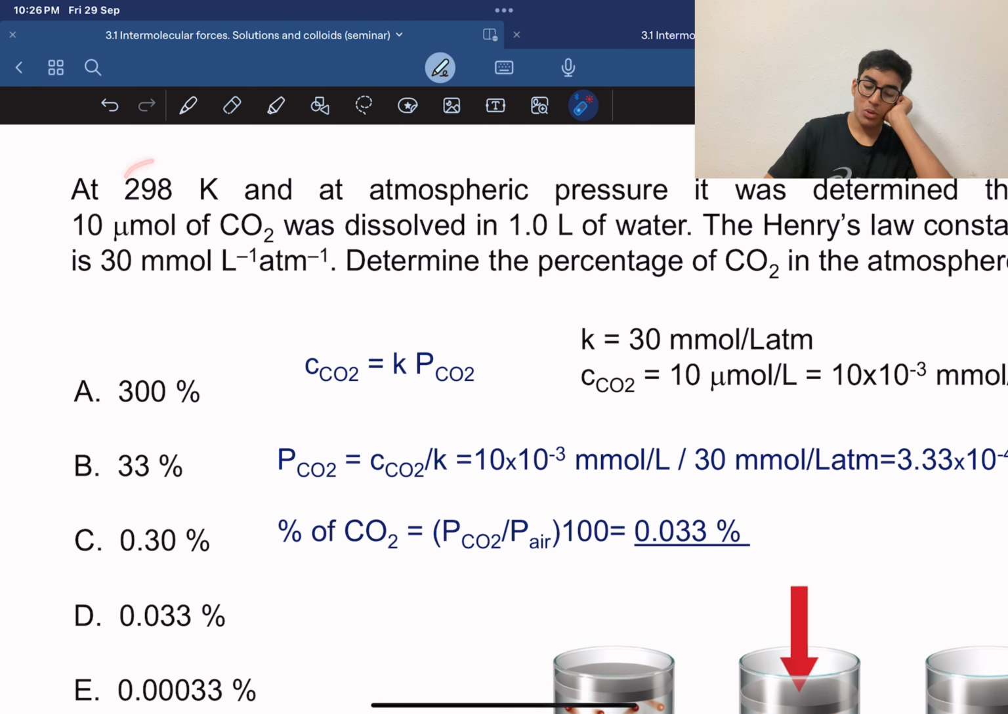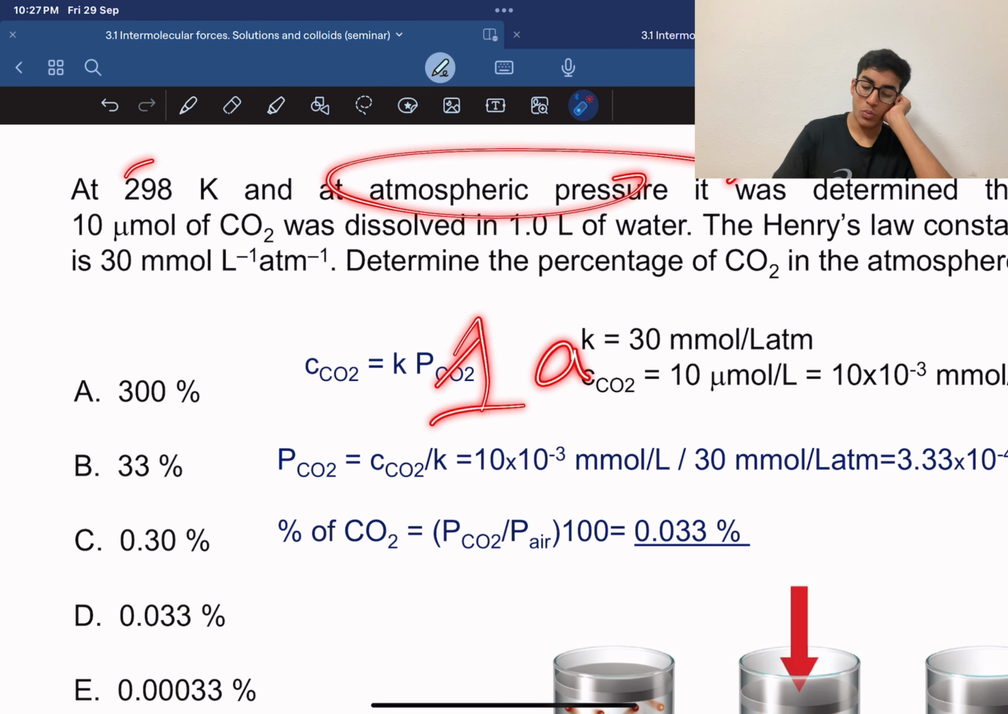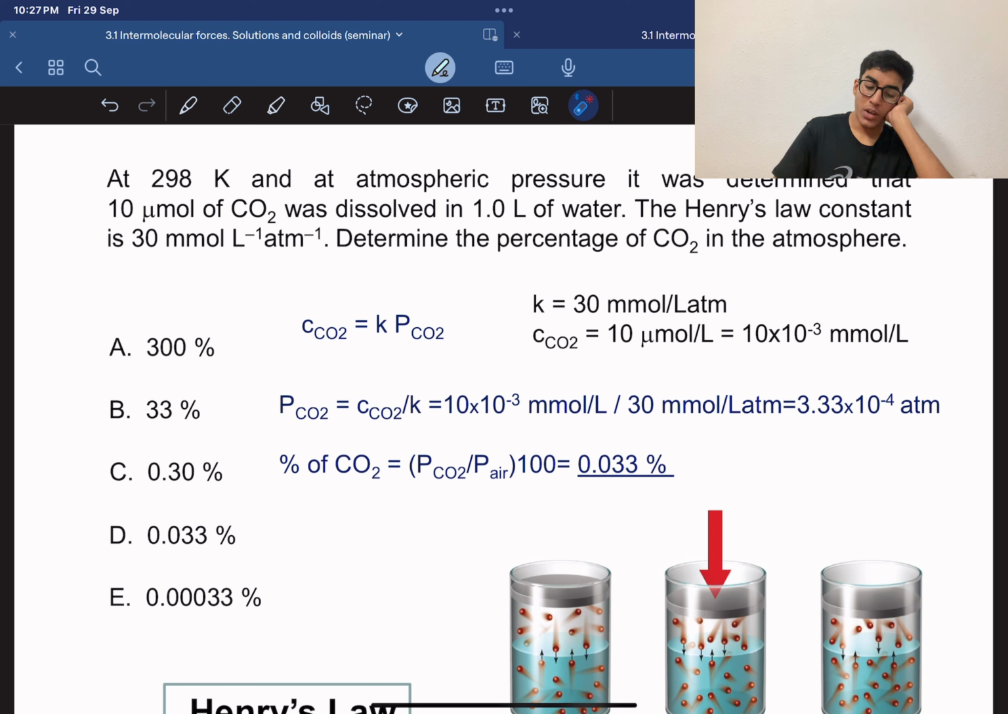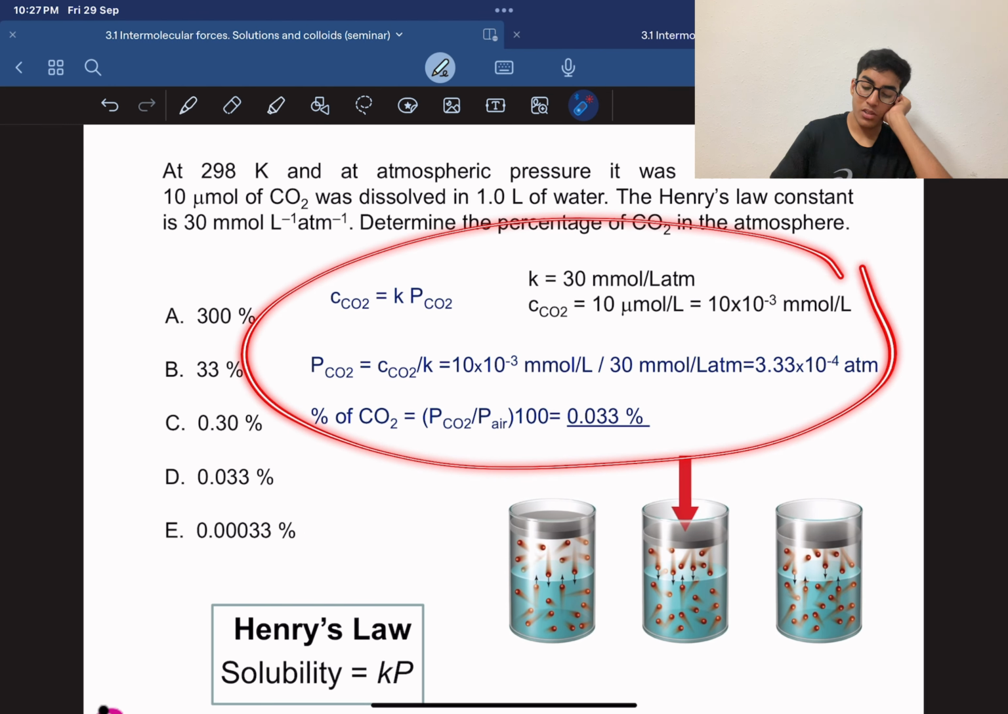Obviously, at 298 K and atmospheric pressure, that means 1 atm, it was determined that this many moles of CO2 was dissolved in this many liters of water. The Henry's law constant they're gonna give you is 30. Determine the percentage of CO2 in the atmosphere. You can see the calculations over here.